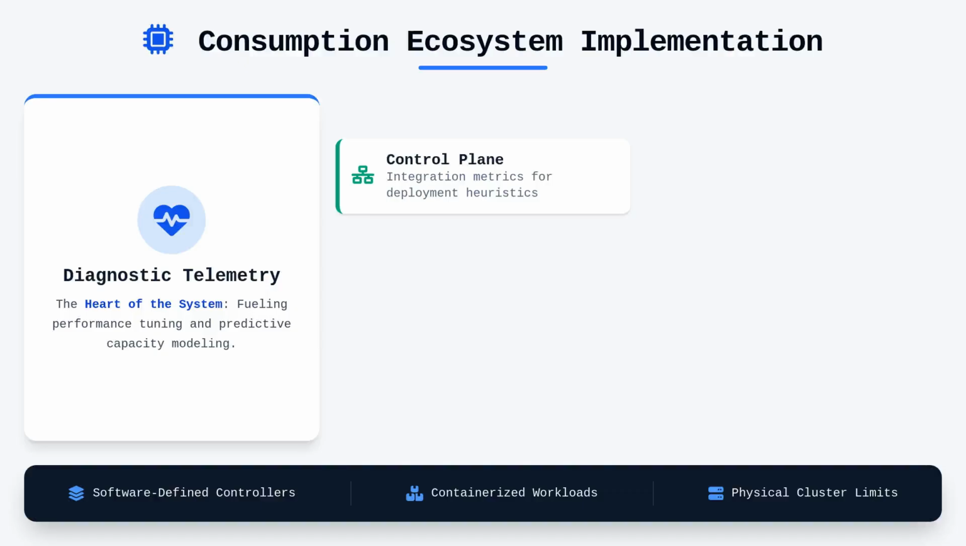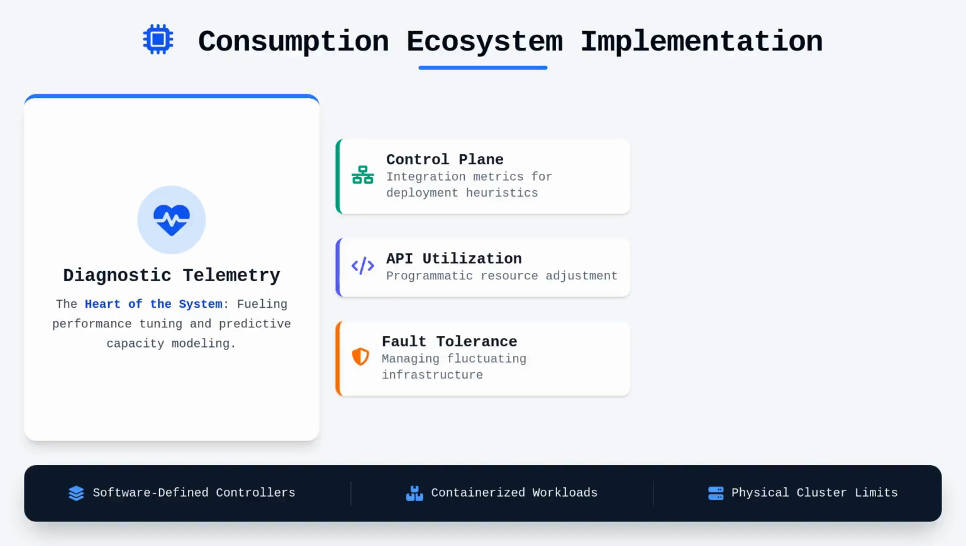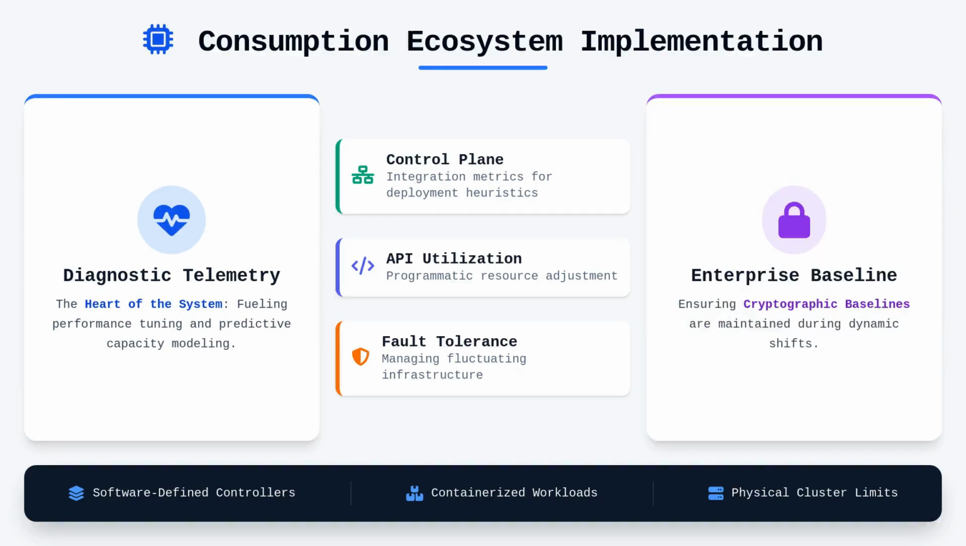Effective lifecycle management in this context depends heavily on your proficiency with API utilization, which allows for the programmatic adjustment of resources as business requirements shift. We will also examine how fault tolerance is achieved when the infrastructure is constantly fluctuating. This requires a deep understanding of how containerized workloads and virtualized instances react to sudden shifts in the underlying pool of resources. Proper configuration of these metrics ensures that your cryptographic baselines are maintained even as the system dynamically adjusts to varying enterprise workloads.